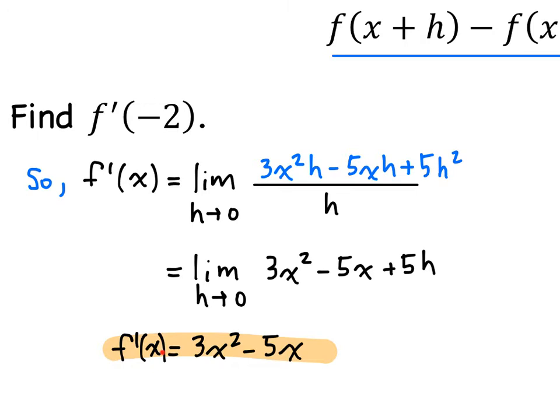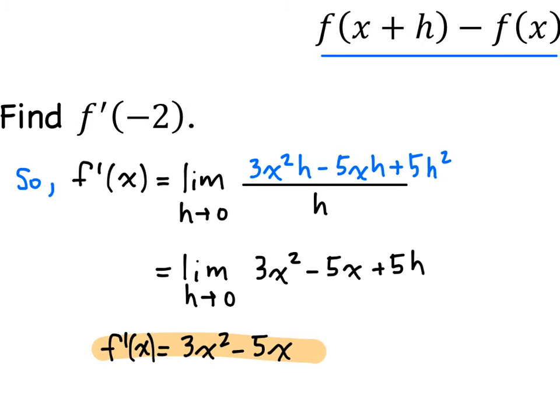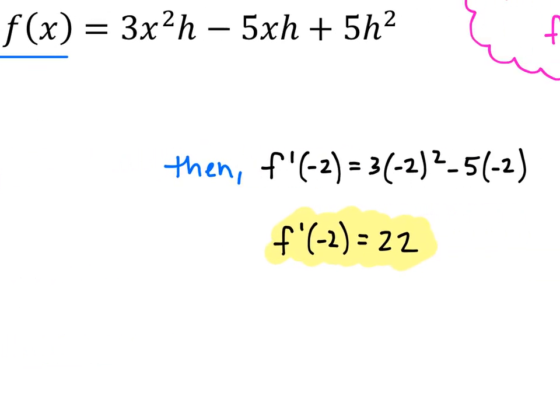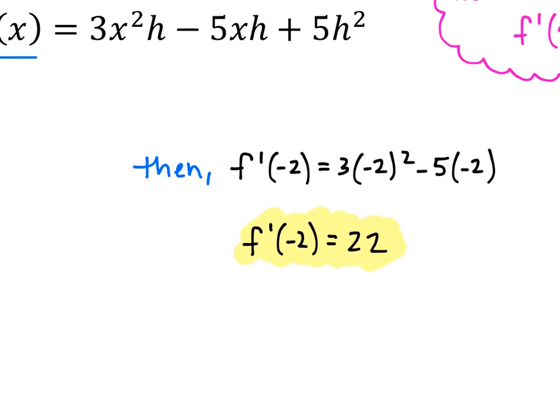Now we can use that to find what f of negative 2 is. If we do that correctly, we should be able to determine that f prime of negative 2 comes out to be 22.